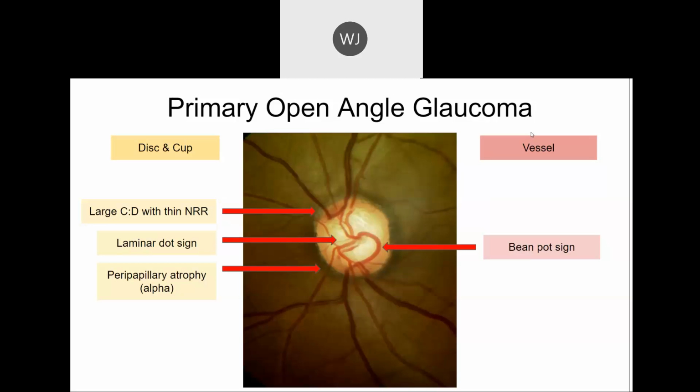So the second thing we need to look at is a vessel. Vessel, as we can see, there is a bean pot sign. So this bean pot sign is actually seen when you look under the fundoscope. Later I'll show you a more clear illustration of how it is formed. Because the cup is enlarged, the vessels will also be pushed towards the outer rim of the cup. Right, next slide.